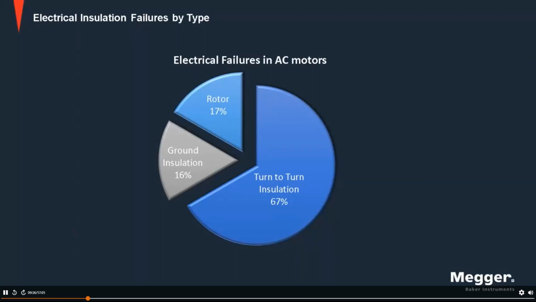I just want to reiterate that that's a large percentage of failures we're talking about here. In the electrical realm, of the 30% of motors that fail electrically, 80% of that 30%, or 67%, begin as turn-to-turn failure. They may later progress into a ground fault, but their root cause was that turn-to-turn failure.